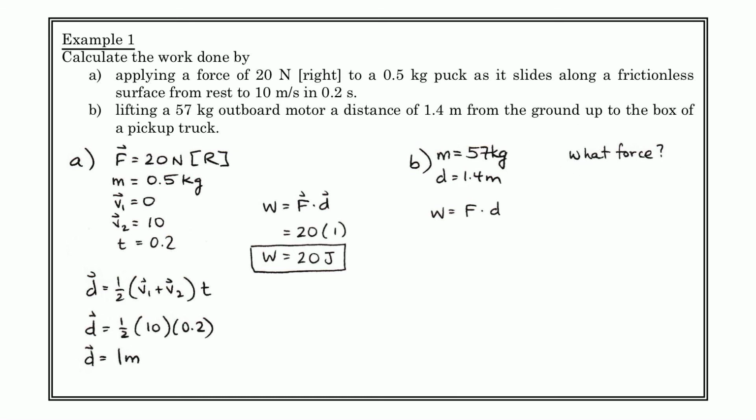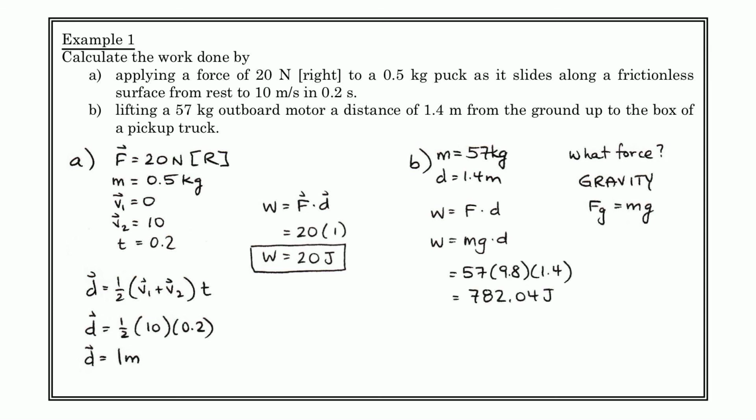So what force is it? Well, it's going to be gravity. And we know that the force of gravity, for our intents and purposes, is mg. So here we've got mg dot with our displacement. And if we take those things, we calculate 782.04 joules. And what that gives us is 7.8 times 10 to the 2 joules in correct scientific notation, or significant figures.